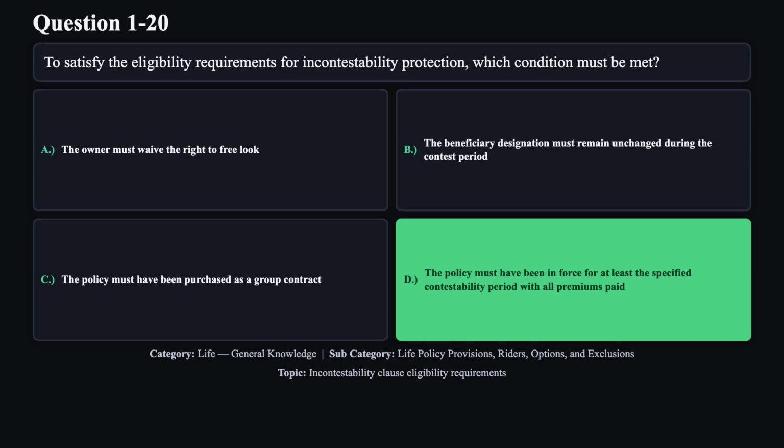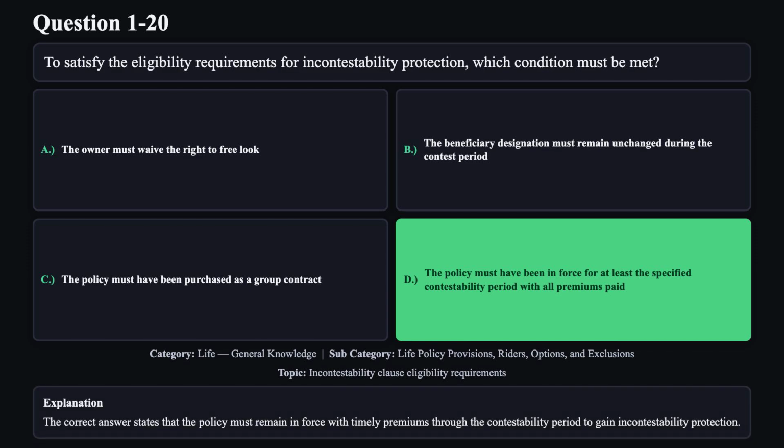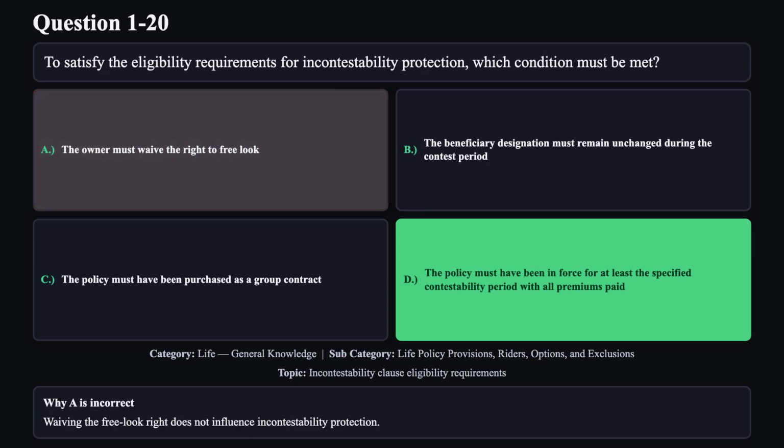The correct answer is D. The correct answer states that the policy must remain in force with timely premiums through the contestability period to gain incontestability protection. Reason A is not correct. Waiving the free look right does not influence incontestability protection.